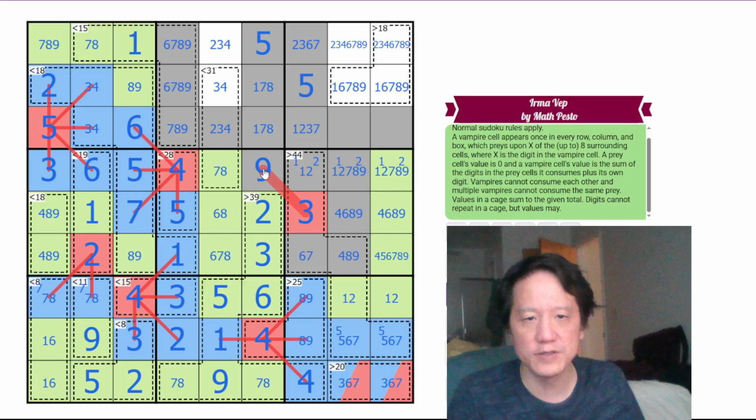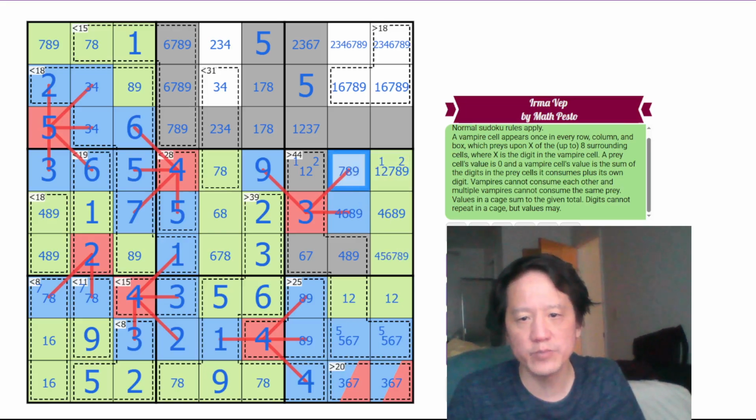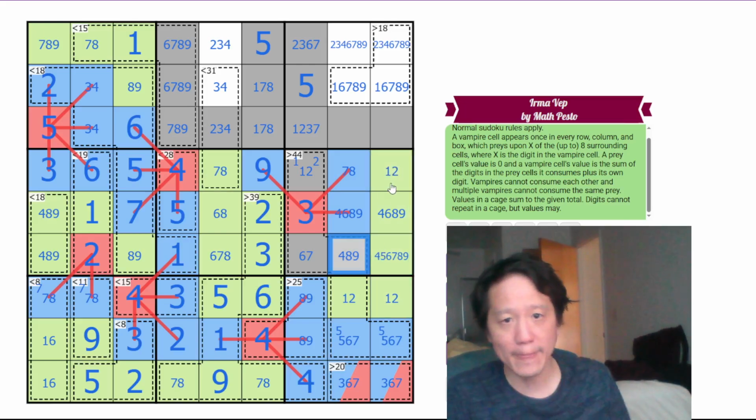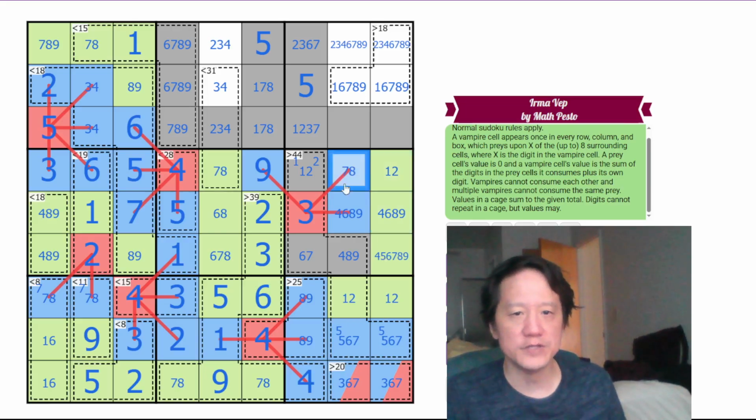So this preys upon these 3. So this is preyed upon. Oops, preyed upon. And these are preyed upon. Cannot be 1 or 2 here. This can't be 9 either. This has to be 1 or 2 because it's the only other possibility for that cell. This again must add up to 6, 7, 8, 9, so 4 can never be here.